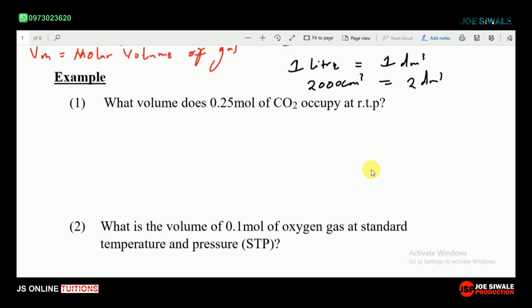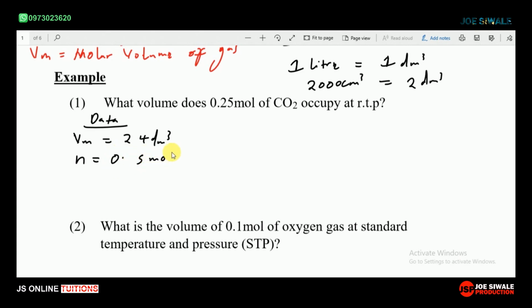Our first question: what volume does 0.25 mole of carbon dioxide gas occupy at room temperature and pressure? The first thing that we are supposed to do is to collect our data. We know that our molar volume is 24 cubic decimeters, since we have been told that it is at room temperature and pressure. Then the number of moles we have also been given as 0.25 mole, so we are going to write it down.